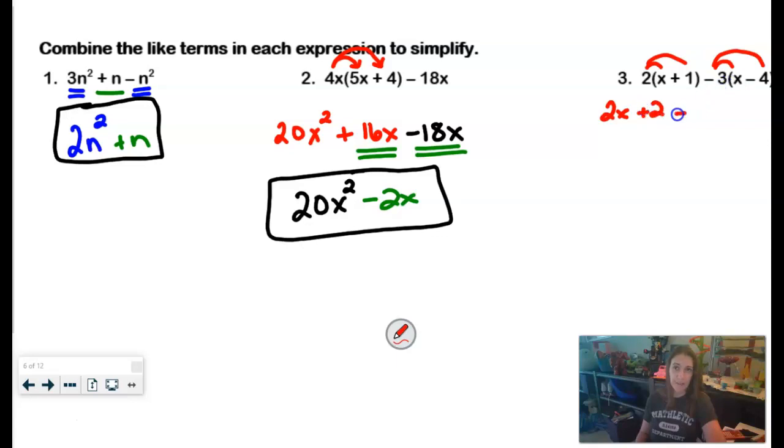And then a negative 3x. And then here the negative becomes a plus 12. All right, so we're just combining our like terms. I see some x terms right here, 2x minus 3x. If I were to smush those together, that becomes a negative 1x, which I'll just write as negative x. And then here you've got a positive 2 plus a 12. If I were to smush those together, that would give me a plus 14.